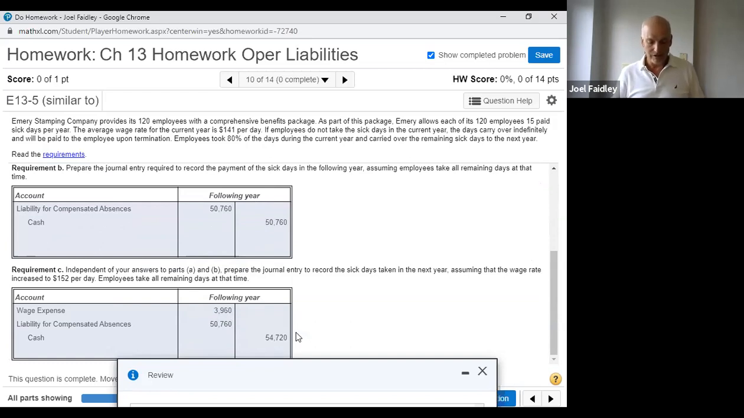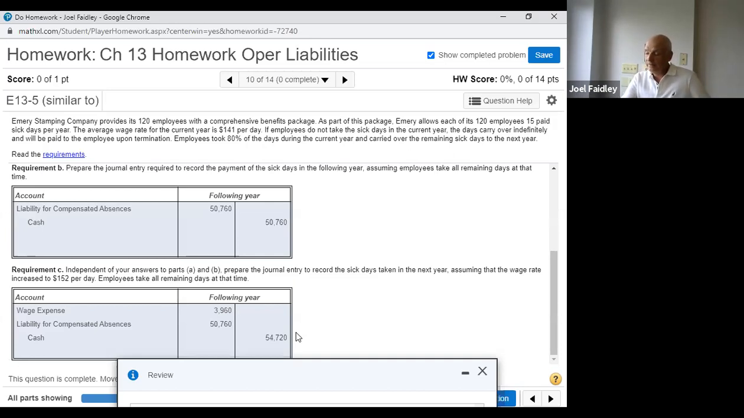Requirement C, though, says, independent of your answer A and B, what if they took all these sick days the next year, but their wage rate increased to $152? So it went up from 141 to 152. Well, are you going to pay them based on 141 or 152? Well, try paying your employees last year's wages for the current year. That really won't go over well. You have to pay them at the current rate.